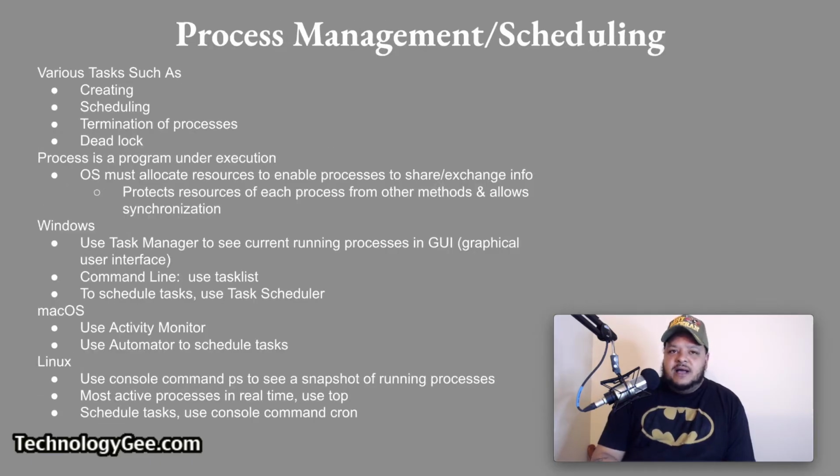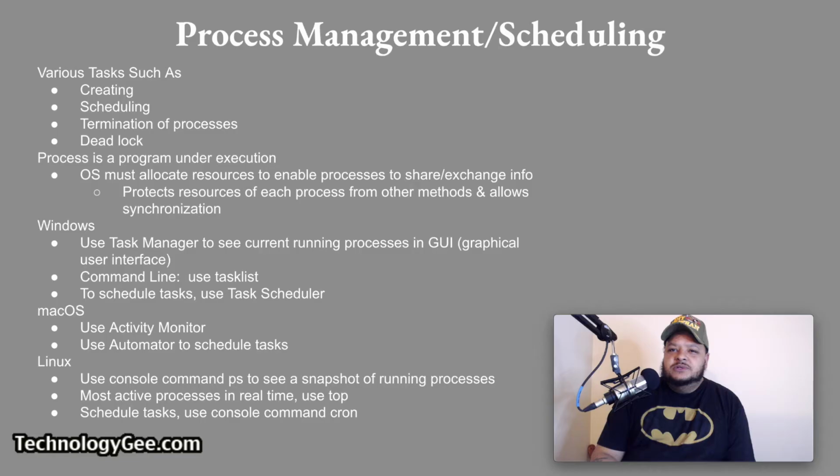Let's talk about process management and scheduling. Process management involves various tasks like creation, scheduling, termination of processes, and deadlock. A process is a program that is under execution, which is an important part of a modern day operating system. The OS must allocate resources that enable processes to share and exchange information. It also protects the resources of each process from other processes and allows synchronization among processes.